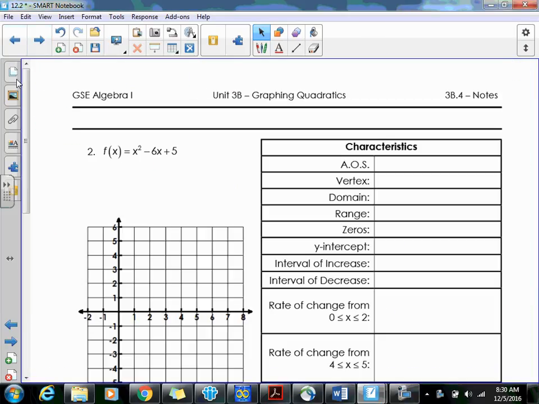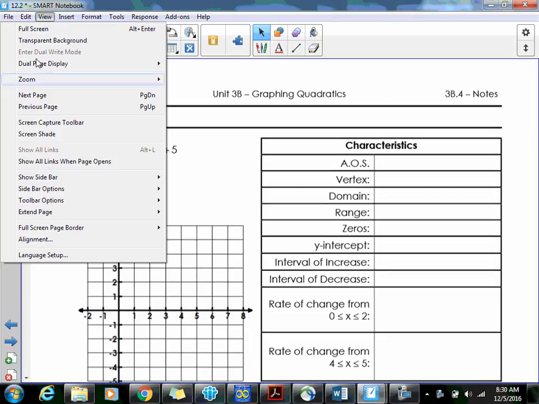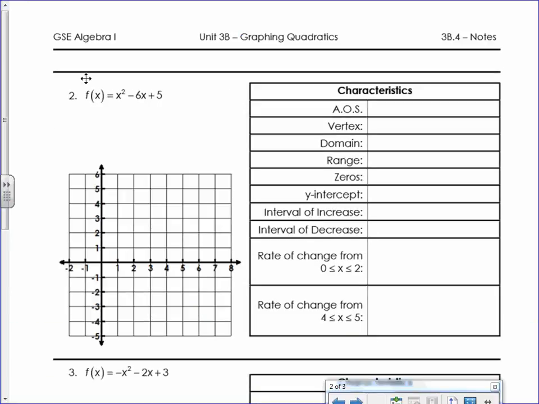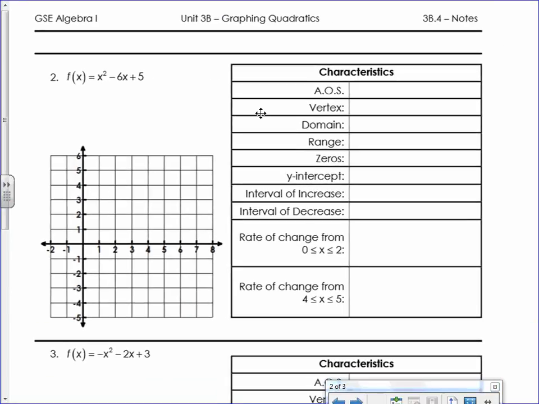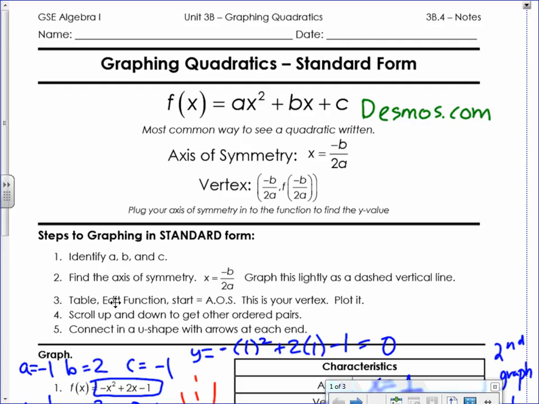Number 2 on here, and then we're going to move on. Hopefully this will help those of you who were not here on Friday. So what we're doing, there are steps on the handout. It says steps to graphing in standard form, back over here on the first page. So those are the steps.